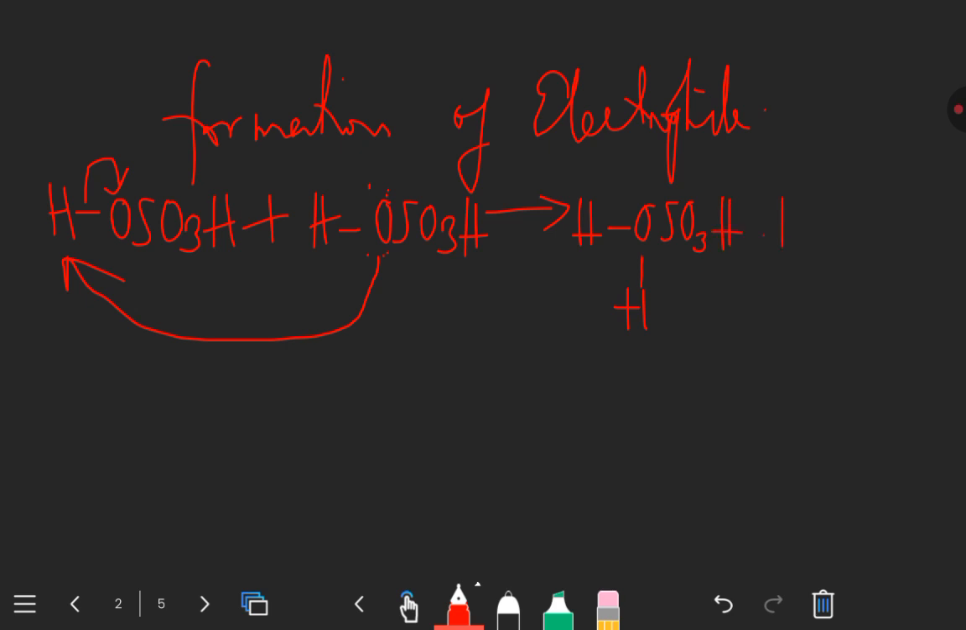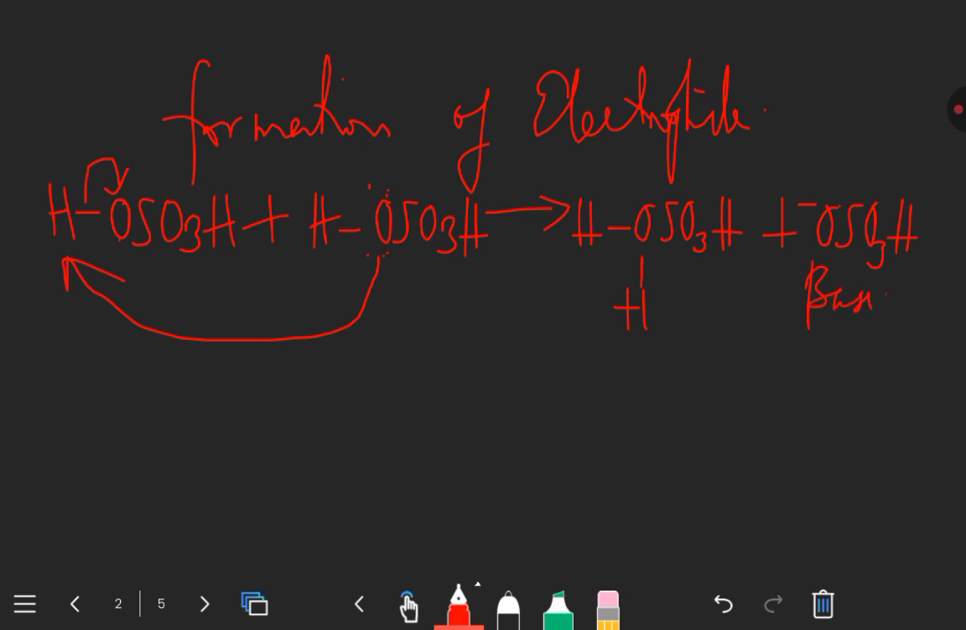Let me just write this oxygen properly: OSO₃H like that. Then plus, of course, when this oxygen gains an electron, it will become negative, so it will be negative OSO₃H. Take note of this because we'll use it as a base. So we'll use this as our base.